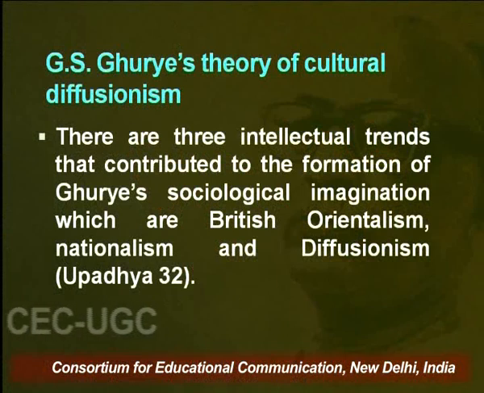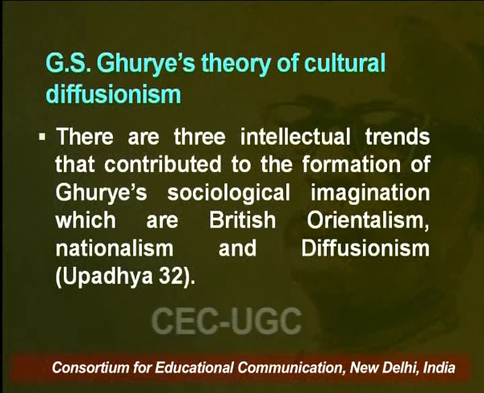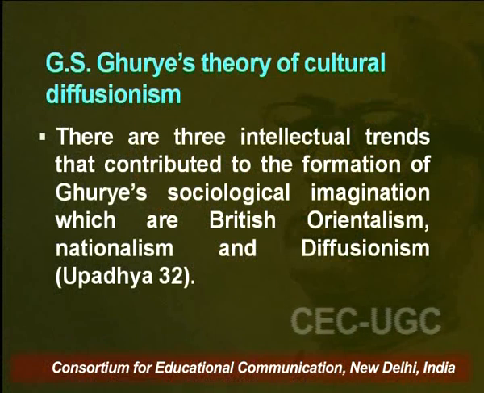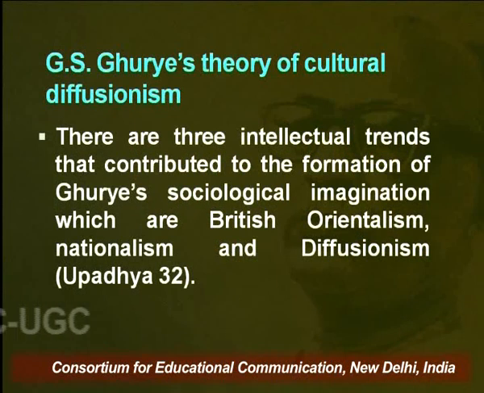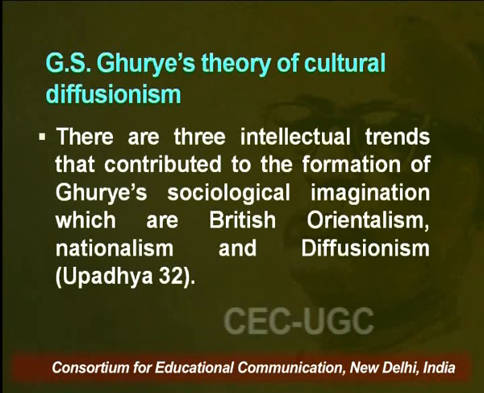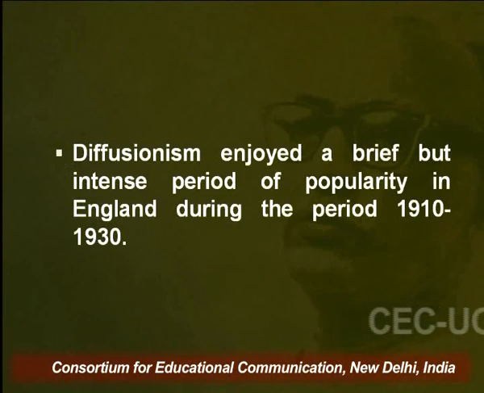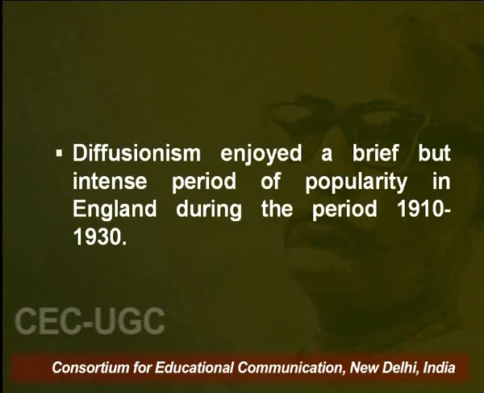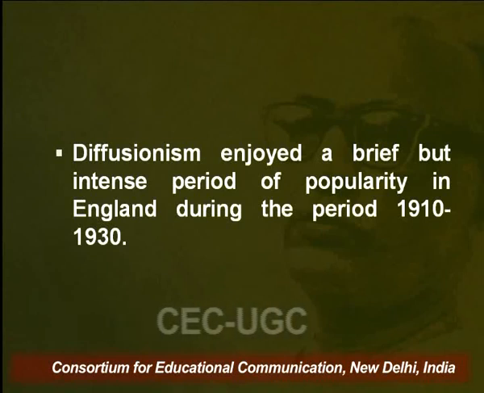When we look into his work, we see there are three intellectual trends that contributed to the formation of his sociological work. Number one is British Orientalism, number two is nationalism, and number three is diffusionism. This has been quoted by Carol Upadhyaya in her work on G.S. Ghurye. Diffusionism enjoyed a brief but intense period of popularity in England during the period 1910 to 1913.